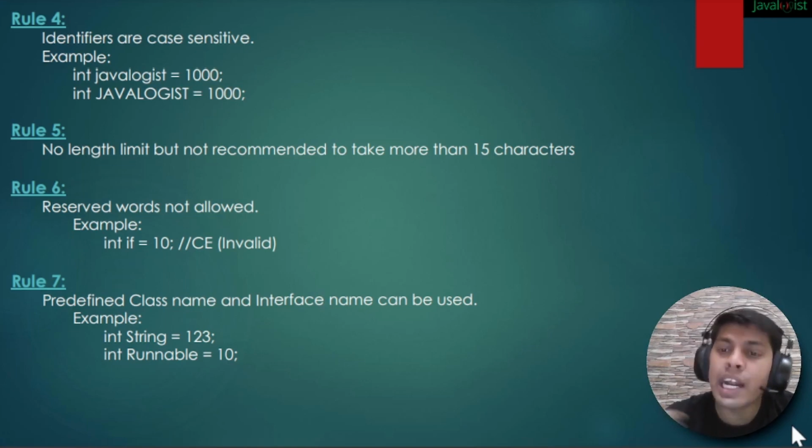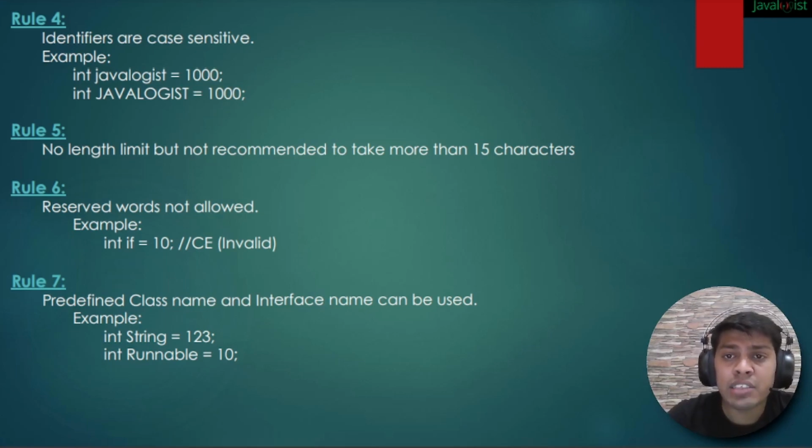Examples of good identifiers: if you want to store your age, then use age as an identifier. If you want to store your first name, then use first name as an identifier. Simple like this. And it is not a good practice to use X, Y, Z. That is not meaningful.